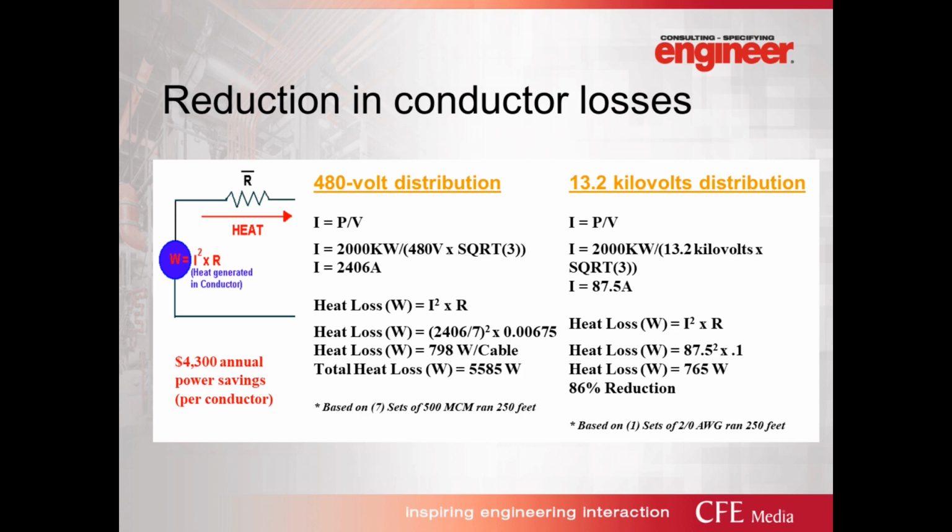When you look at that same loss using a 13.2 kV feeder, it's only one feeder now instead of 7 sets, and you're looking at about 765 watts of loss, which is about an 86% reduction. So when you calculate that, for that one feeder, you're looking at about $4,300 in savings over the year. And you say, okay, $4,300 isn't a whole lot, but in a data center where you might have redundant feeders or a whole bunch of different feeders, that could add up pretty quickly, depending on the size of the facility.